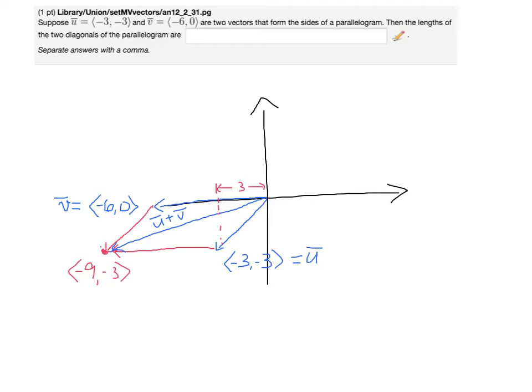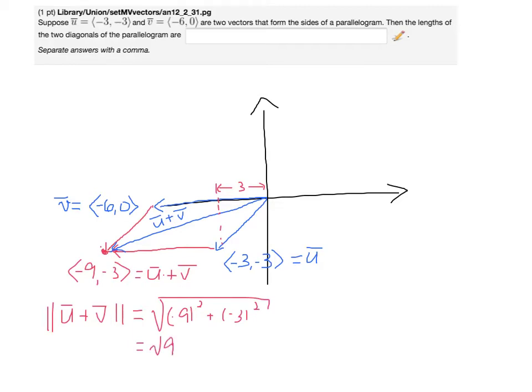this vector here, and this is u plus v, we could very easily determine the magnitude of u plus v by taking the square root of the sum of the components squared. And if you work that out, you'll see that that is the square root of 90. All right, now we'll move on to the other diagonal, and I'm going to redraw the picture for that example.